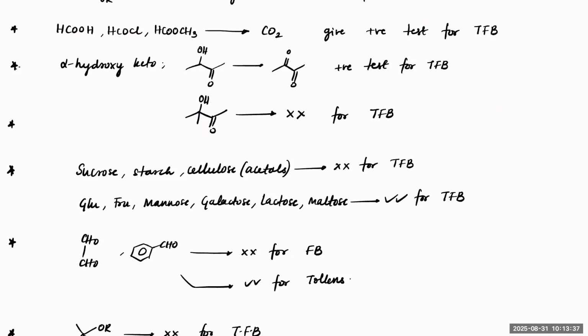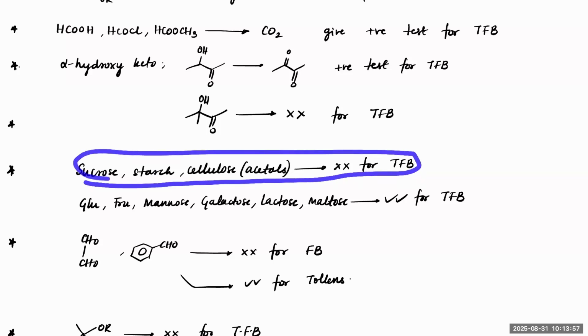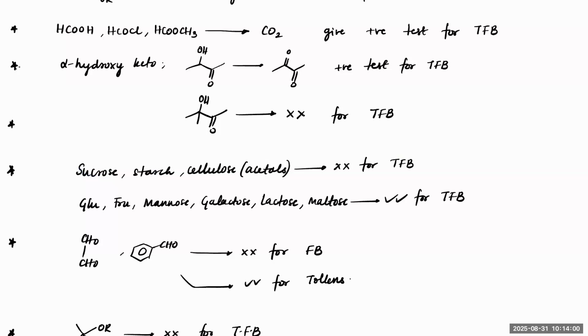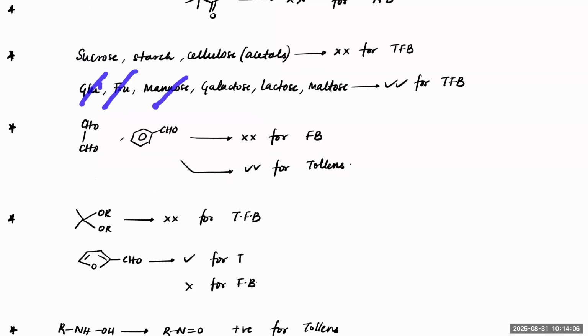Now notice sucrose, starch and cellulose, they all have acetal groups, and you know that acetals are stable in basic medium, and Tollens, Fehling's, Benedict, all of them are in basic medium. That's why sucrose, starch, cellulose, which are in acetal form, do not give a positive test with Tollens reagent, Fehling's or Benedict solution. Next, glucose, fructose, mannose, galactose, lactose, maltose, all of them have a hemiacetal form, and hemiacetals will give you a positive test. So they all will give a positive test with Tollens, Fehling's and Benedict.